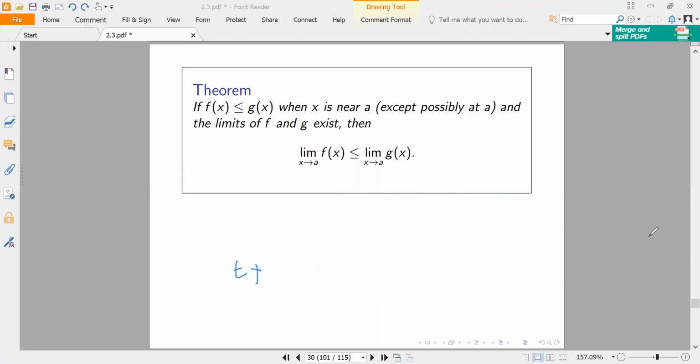So basically, that's what it means, meaning the function f is always lower than the function g. So it means the limits of f will always be lower than the limits of g.